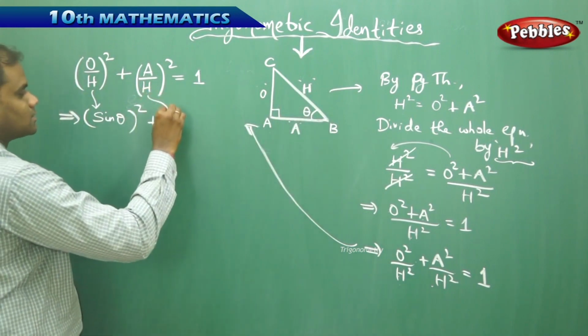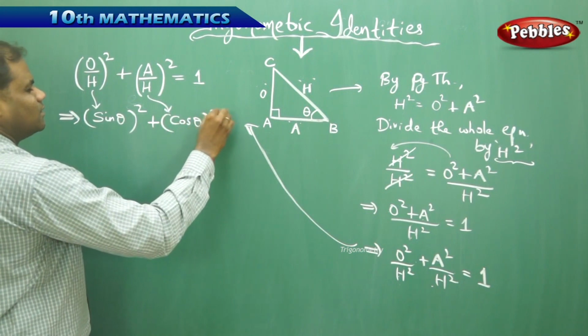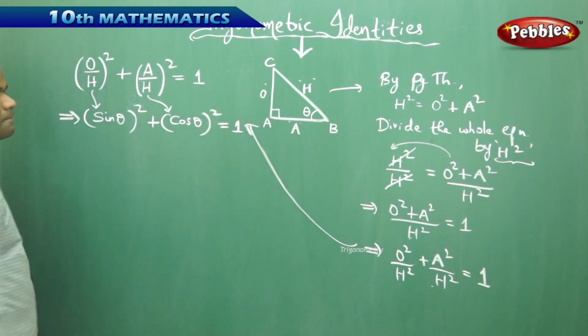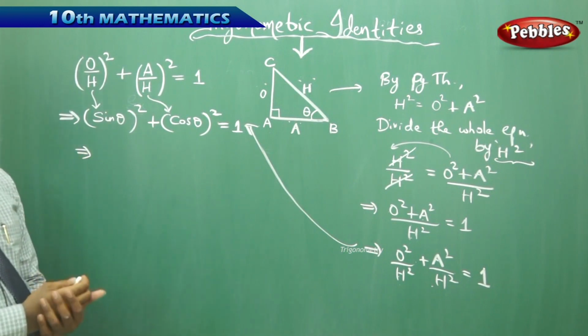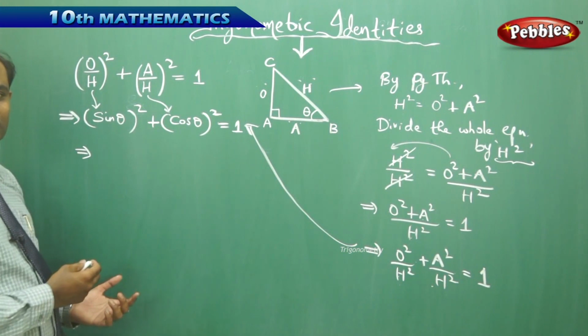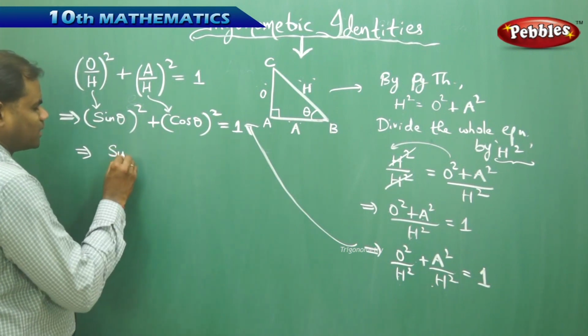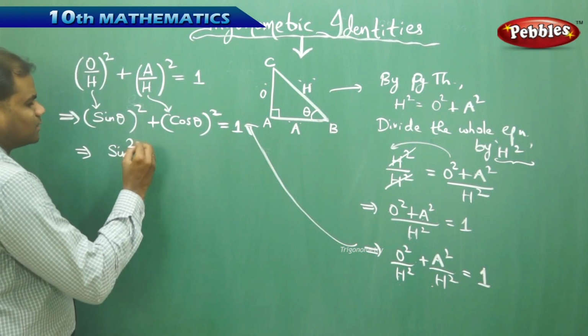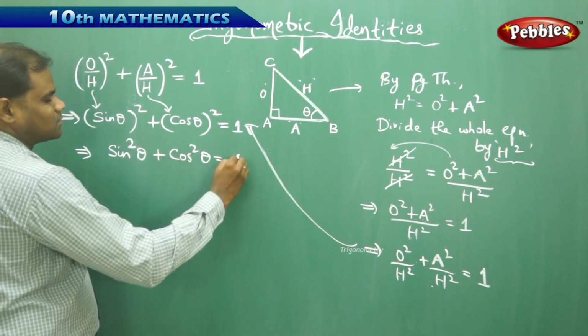So in place of this, I get cos theta whole square equals 1. Now, usually the powers of the sine are written before the angle. The notation and the rule of writing the power for a trigonometric ratio is we don't write sine theta whole square, but we write sine square theta plus cos square theta equals 1.